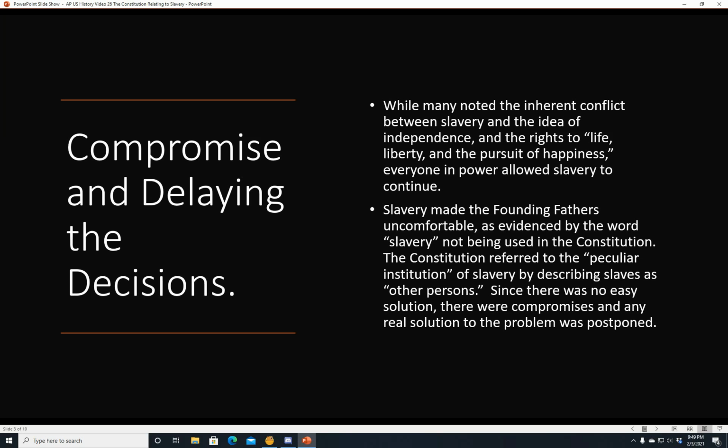Slavery made the Founding Fathers very uncomfortable, as evidenced by the word slavery not being used in the Constitution. The Constitution referred to, in quotes, the peculiar institution of slavery by describing slaves as other persons when they had to distinguish them from non-slaves. Since there was no easy solution, there were compromises that we'll talk about in just a second, and any real solution to the problem of slavery was postponed for about another 70 years.